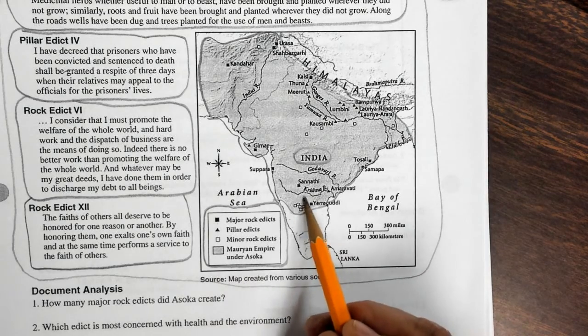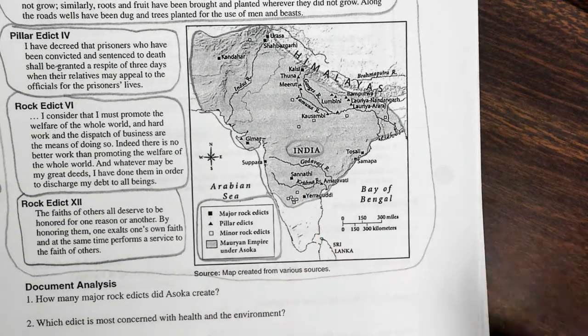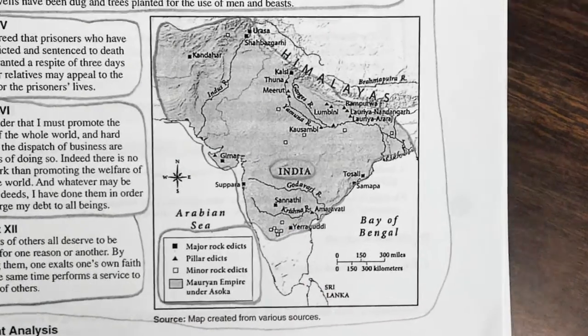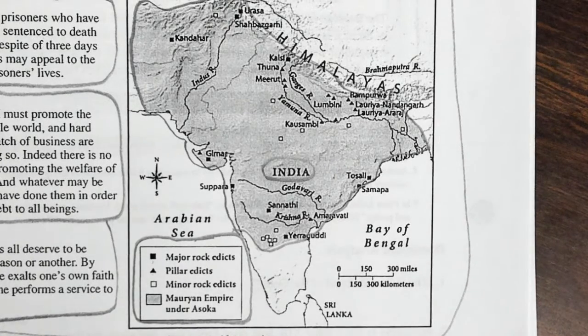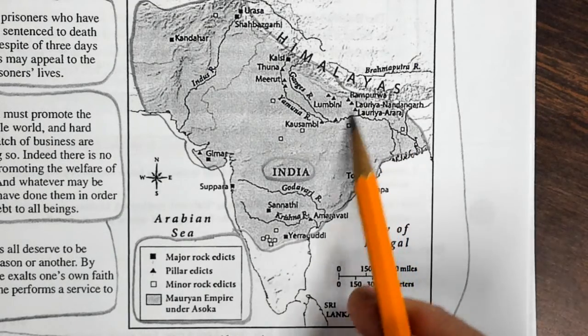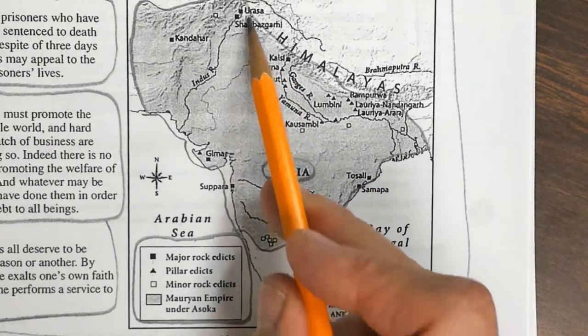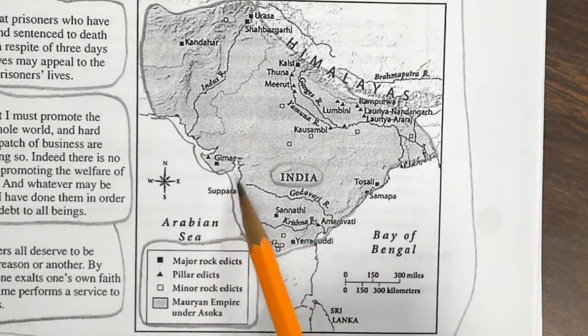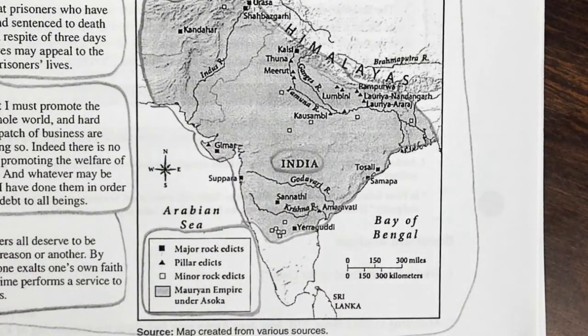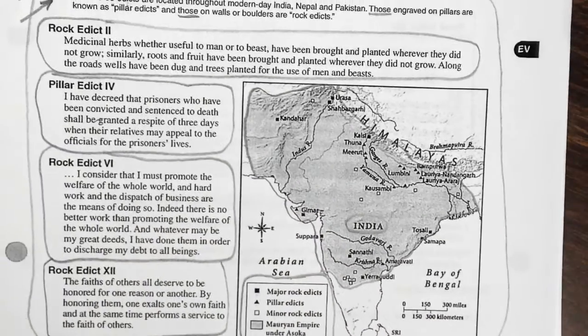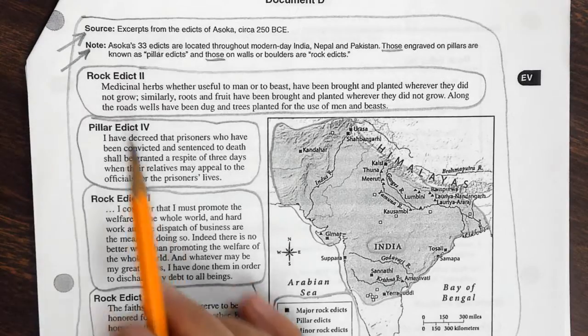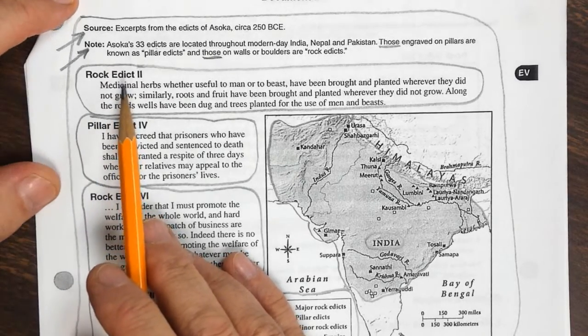And look at all of the edicts. Let me zoom in on this map for you. You can see how many edicts. He had these things all over the country. There's a whole bunch of them. All right, now let's get an idea what some of these edicts said. So we'll start with rock edict number 2.